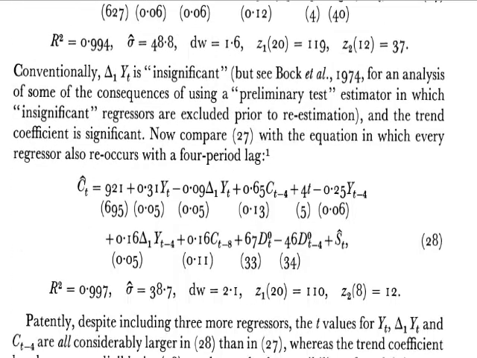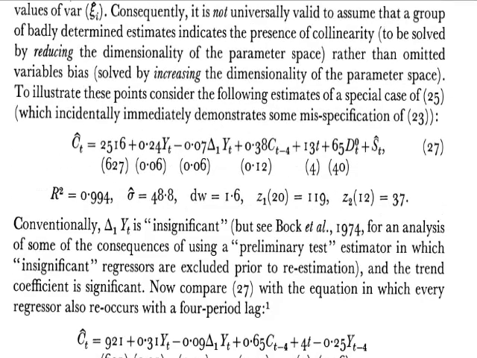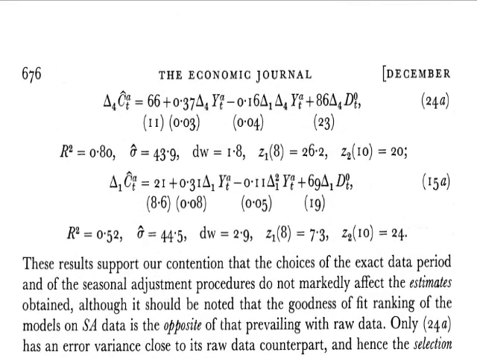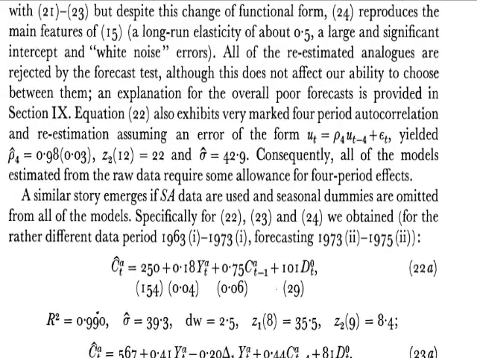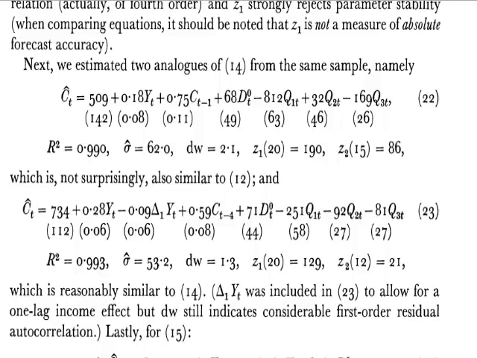28 is this equation where we just put in fourth period lags of everything. And he says that 28 allows us to reject 23. This is the remark that I want you to understand. Here's 23a, but I want to go to 23. Yeah, this is 23. So in 23 we have C on Y, delta 1 Y, CT minus 4, 3 seasonal dummies and a 68 1 quarterly dummy. So how does 28 allow us to reject 23?